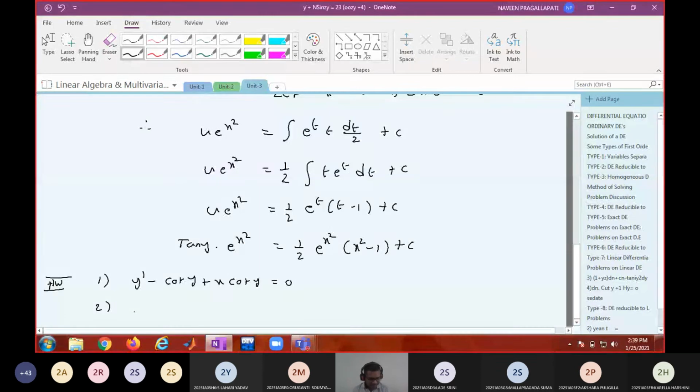y dash minus 2 cos x cot y plus sin square x into cosecant y into cos x equal to 0. Cosecant y into cos x equal to 0. So try these 2 problems. If you are not able to solve any problem, we'll discuss. Will you try?